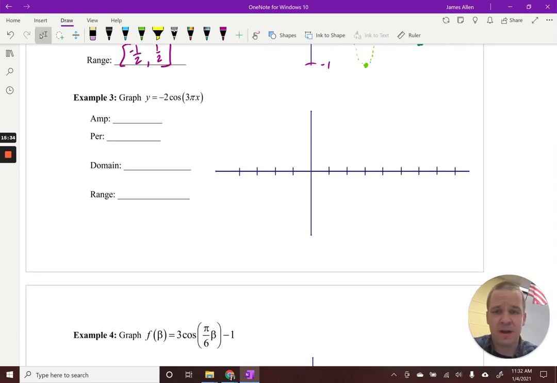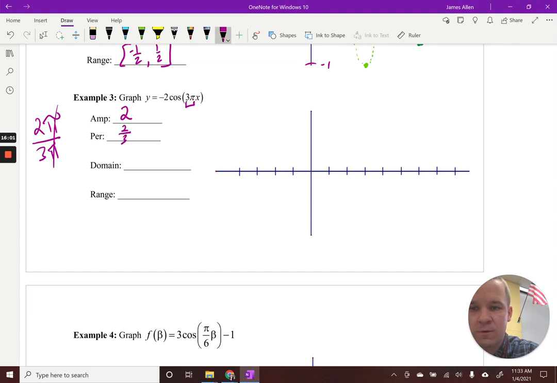Well, amplitude. First off, it's not -2, right? It's +2. Always positive. That negative is a reflection. Okay. Our period. Well, how do I find my period? Once again, my period is going to be 2 pi divided by that bad boy right there, which is 3 pi. This is going to be wonderfully awful. So I'll cancel those pi's, and my period is 2/3. Wonderful.